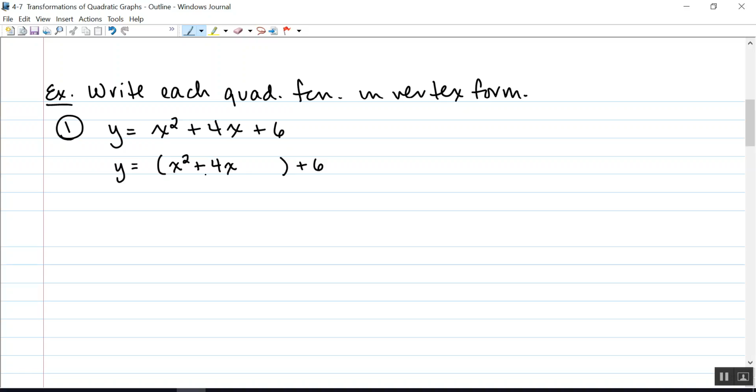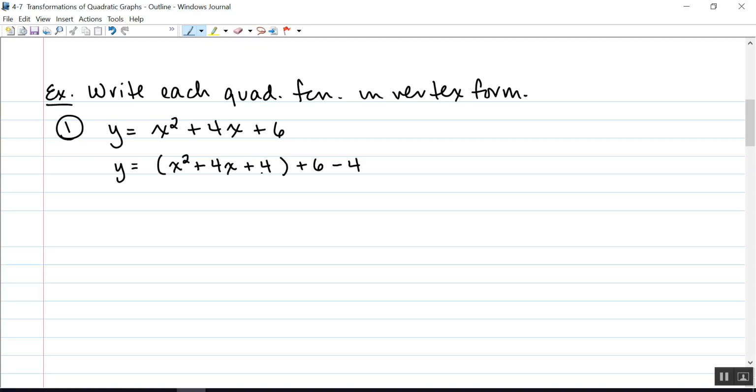Remember, to do that, I take half of b and square it. So I'm going to add a 4 here. Normally I would add a 4 to the other side of the equal sign, but I want to stay on the right side of the equal sign. So since I did a plus 4 here, I'm going to do a minus 4 here. Notice they cancel each other out, and I would get back to my original standard form of the equation.